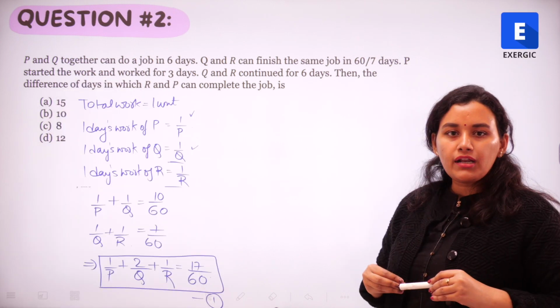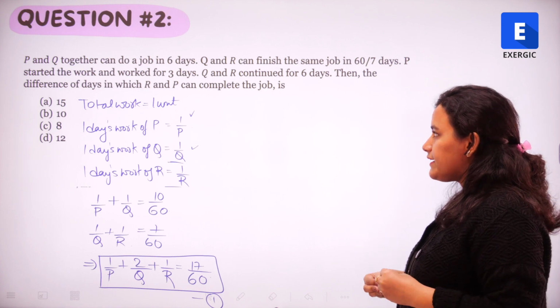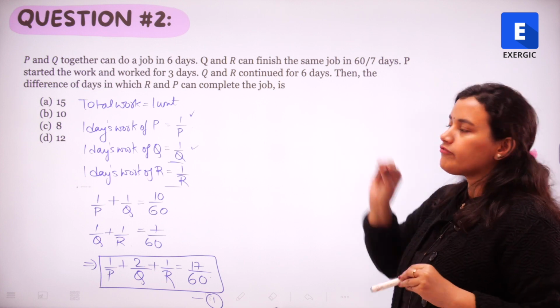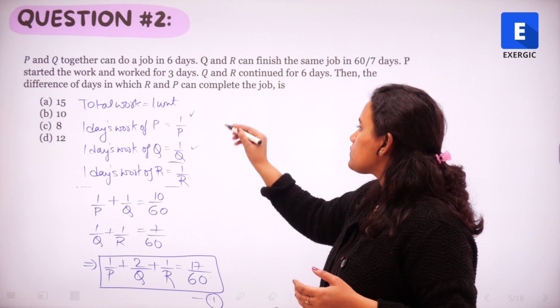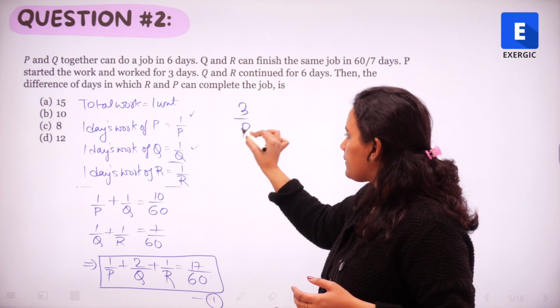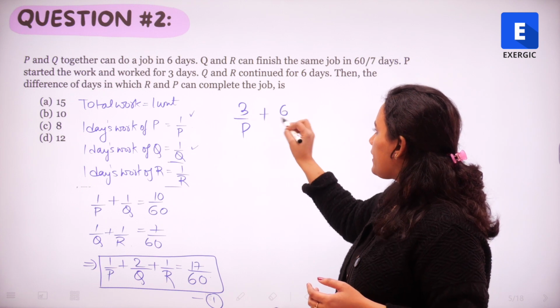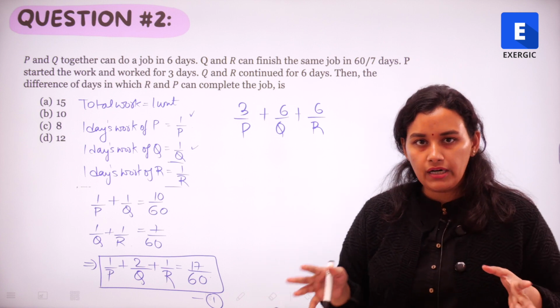Now let us look at what other data has been given. P started the work and worked for 3 days. Q and R continued for 6 days. So we have P working for 3 days, right? So 1 day's work of P is 1 by P. So 3 days work of P is going to be 3 by P. Similarly, 6 days work of Q and R will be 6 by Q plus 6 by R, and in this time the entire work gets done.